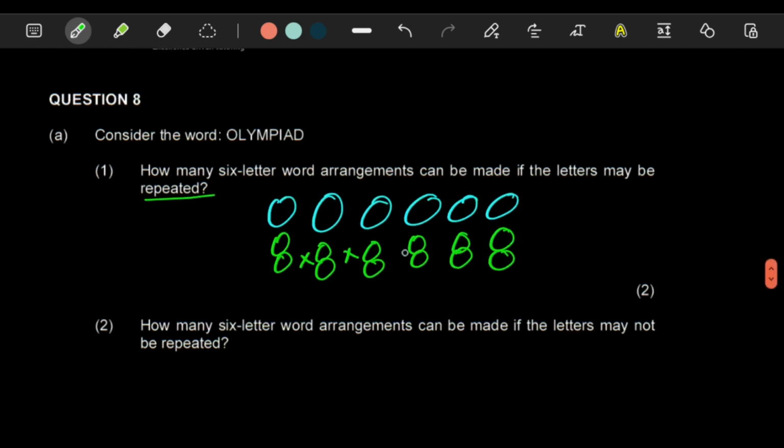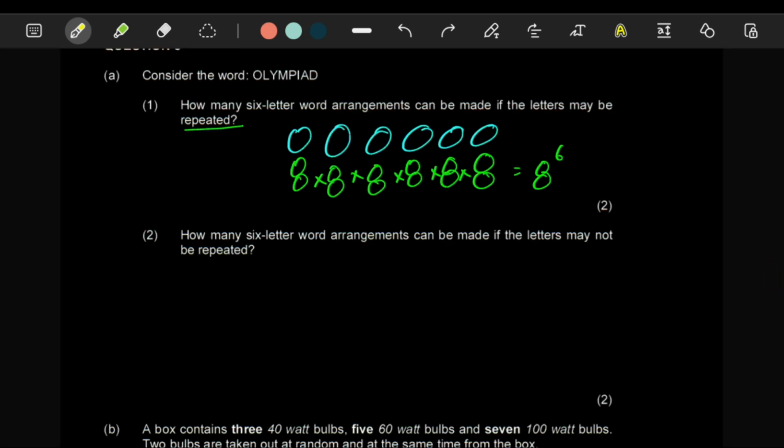It's fine. So all these 8s here, they're multiplied by each other. It is just 8 to the power of 6. If you want to give a final answer, feel free to do that. You can just use the calculator.